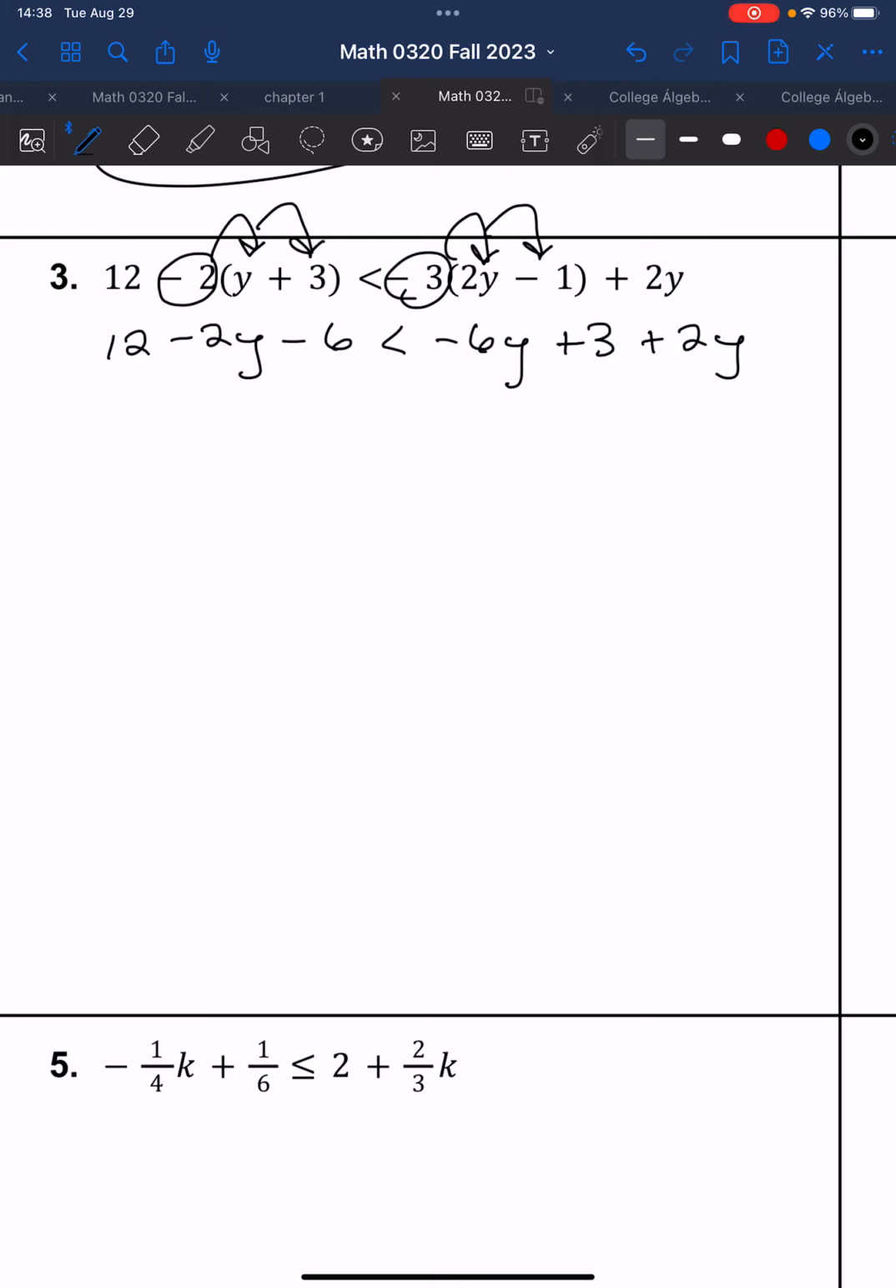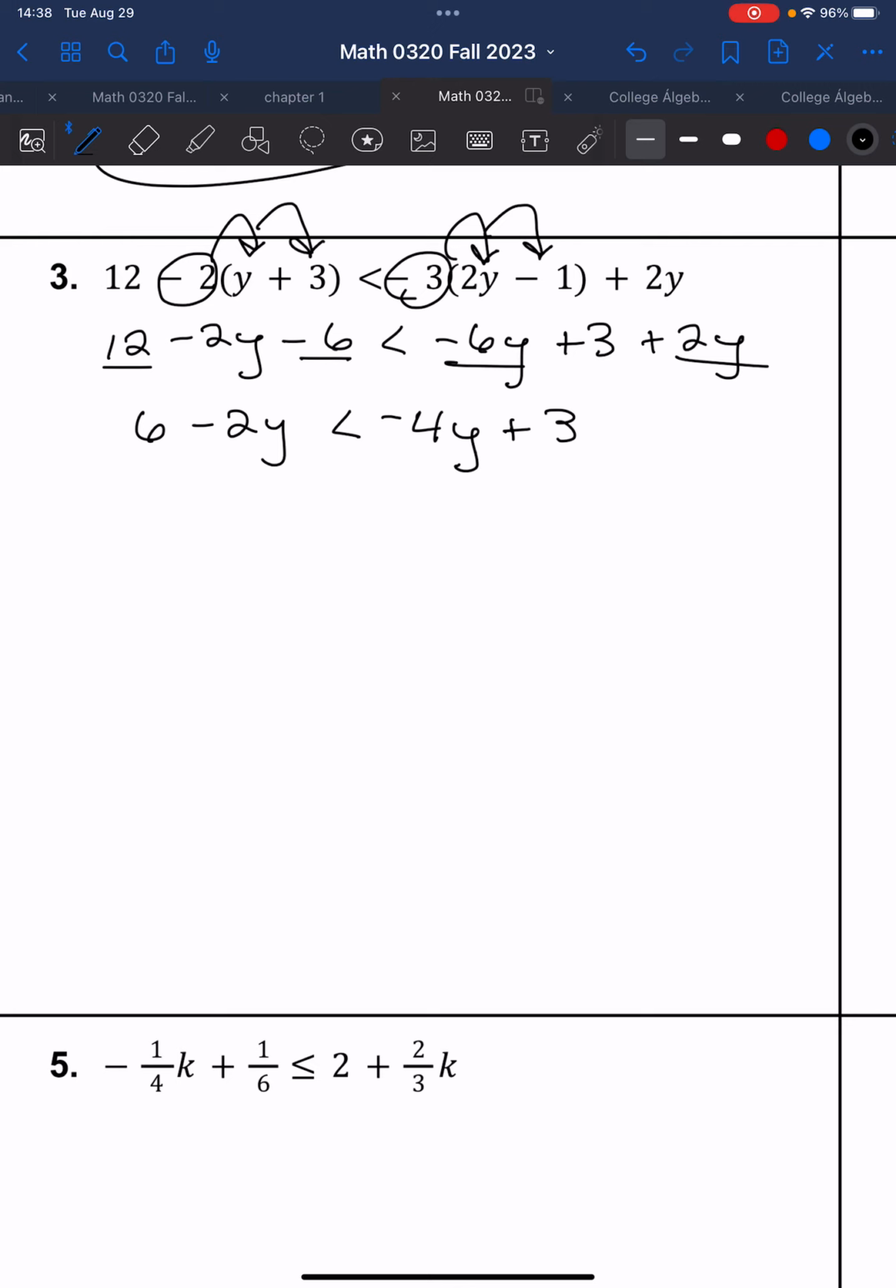Now what I'm going to do is start simplifying and combining like terms. So on the left side, I have 12 minus 6, which is 6, and then I'm going to bring down that negative 2y. And then on the right side, I have negative 6y and a positive 2y, which gives me negative 4y, and then bring down the 3.